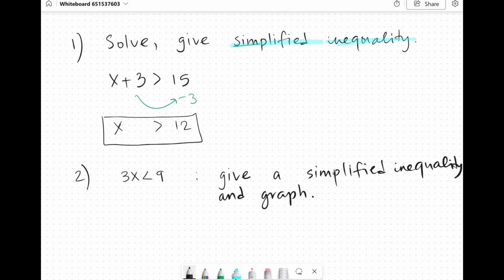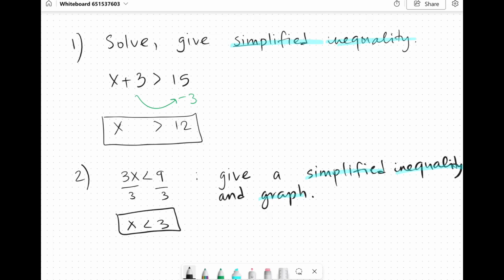Let's look at number 2. So the second example here is 3x is less than 9, and the question is asking you to give a simplified inequality, exactly the same as in number 1, but also it asks for the graph. So once you have that inequality, we will be drawing a number line and we will be coloring one of the sides of whatever the solution we get. So to solve this for x, meaning to get x by itself, you divide both sides by 3 because that 3 is attached to x through multiplication. So x is less than 3. This is your simplified inequality. You're done with part 1.